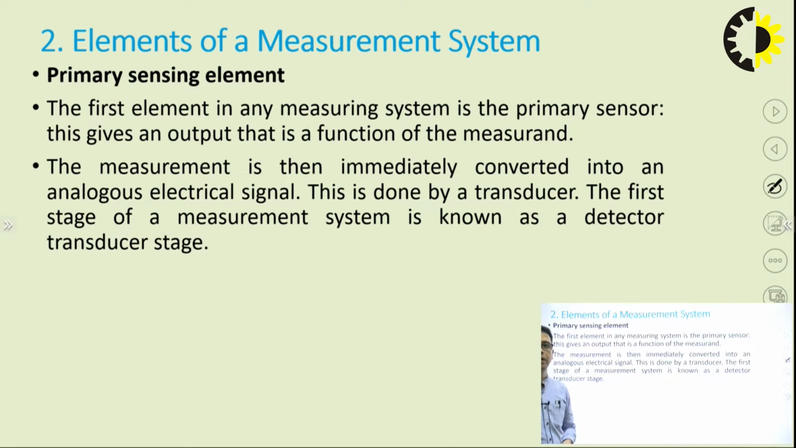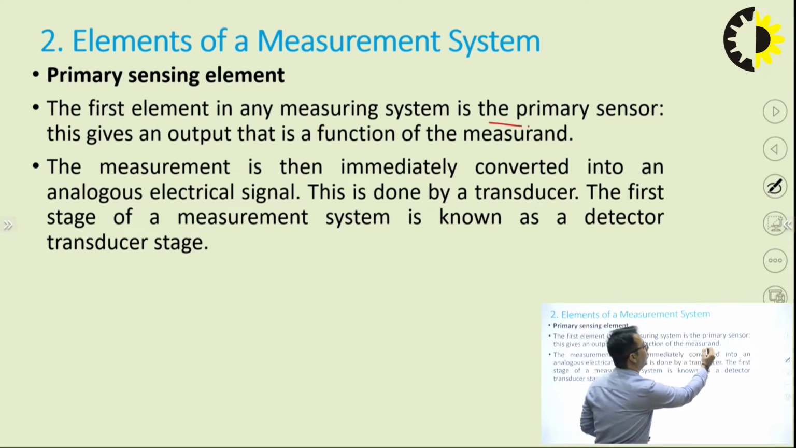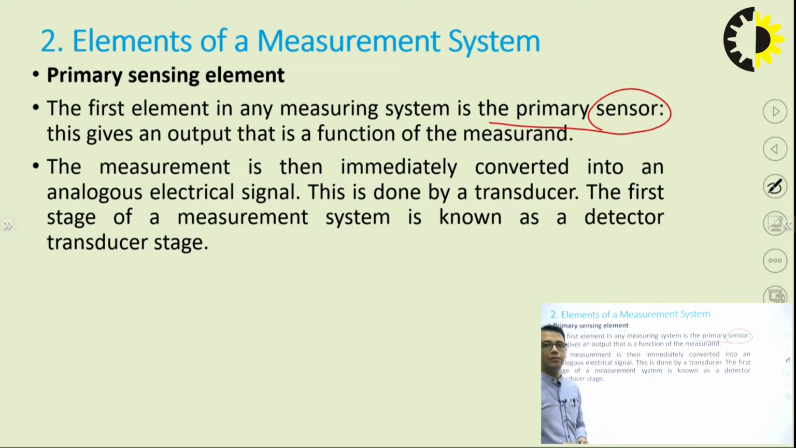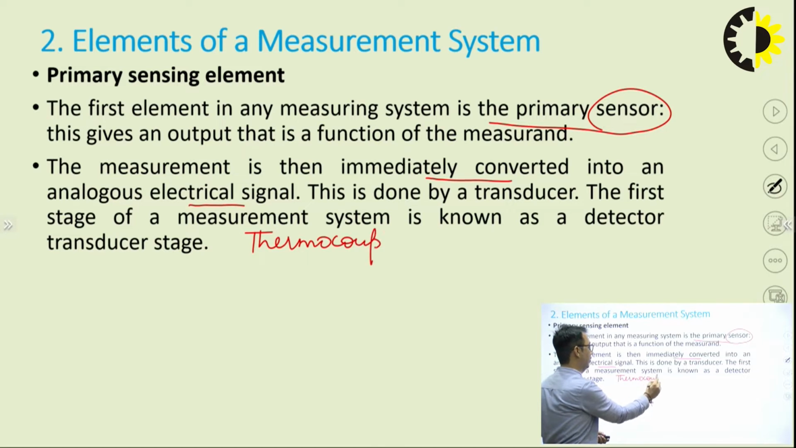First of all, the primary sensing element. In this block, the primary element is always a sensor, which converts the quantity which we actually want to measure into some electrical form, and the measurand is then immediately converted into an analogous electrical signal, which is done by a transducer. For example, a thermocouple. This is a sort of sensor, or we can say transducer, which actually converts temperature into an electrical signal.